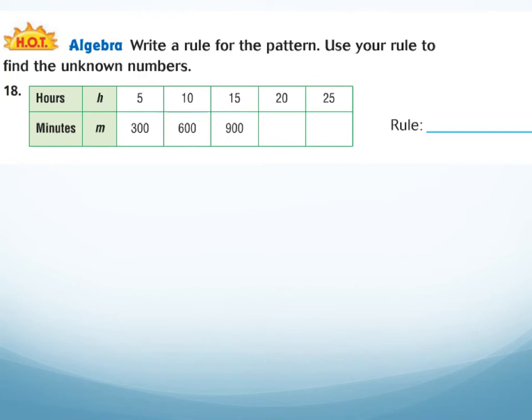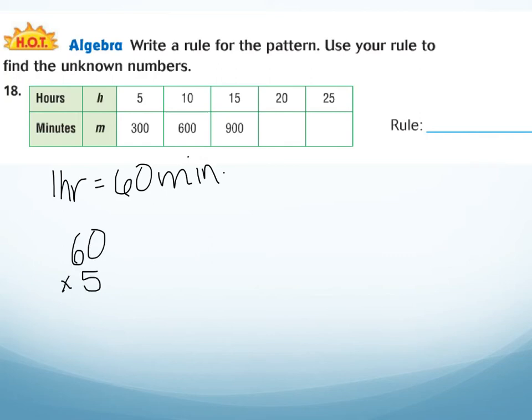Now let's look at a problem that follows a pattern. I can see in this chart that I'm taking hours and turning it into minutes. I know that 1 hour is 60 minutes. And I can use this to check. In 5 hours, there's 300 minutes. And if I multiply 60 times 5, 6 times 5 is 30, I do in fact get 300 minutes.